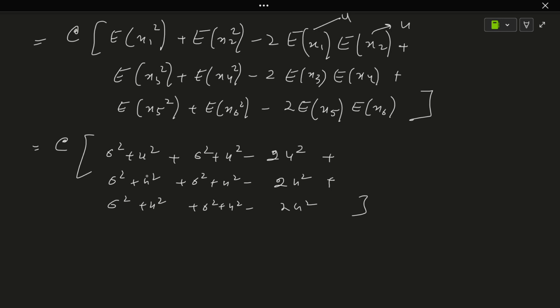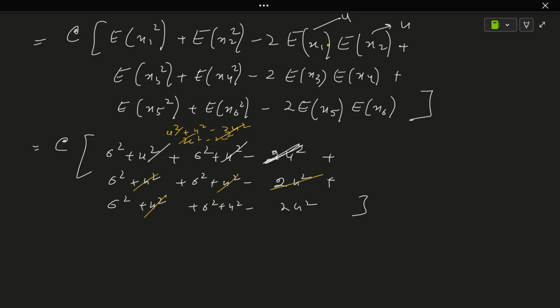Now see, mu square plus mu square is 2 mu square. This and this will get cancelled out with this. Look at this. This is mu square. So mu square plus mu square minus 2 mu square. Mu square plus mu square is 2 mu square minus 2 mu square, that is equal to 0.